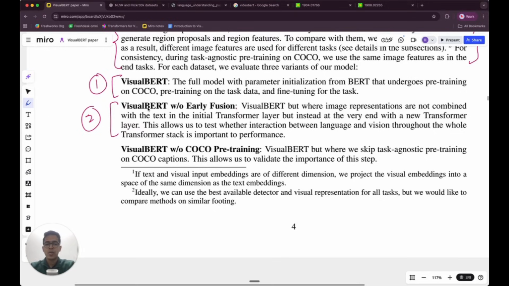Till the previous layer, only textual data is provided. So this will allow us to test whether the interaction between language and vision throughout the transformer stack is important or not. Then third is VisualBERT without COCO pre-training. So here the third one is VisualBERT, but where we skip the task agnostic pre-training on COCO. This allows us to validate the importance of this step.